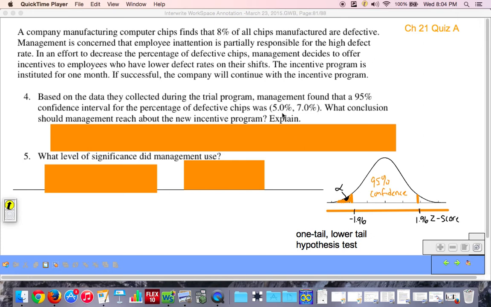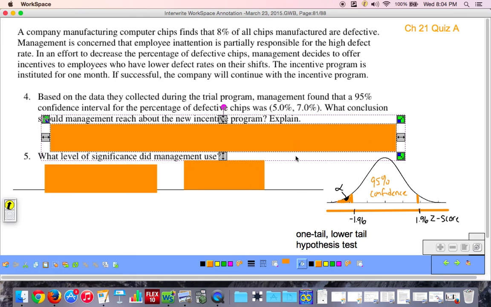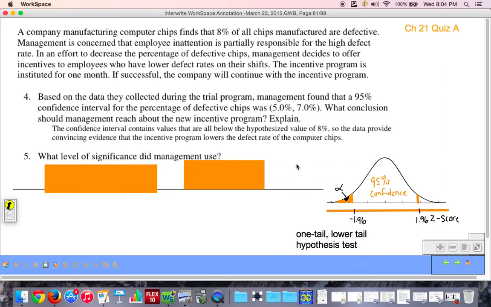Well, clearly our confidence interval of between 5 and 7% is below the hypothesized value of 8%. So the data provides convincing evidence that the incentive program lowers the defect rate of computer chips. The confidence interval contains values that are all below the hypothesized value of 8%, so the data provides convincing evidence that the incentive program lowers the defect rate of the computer chips.